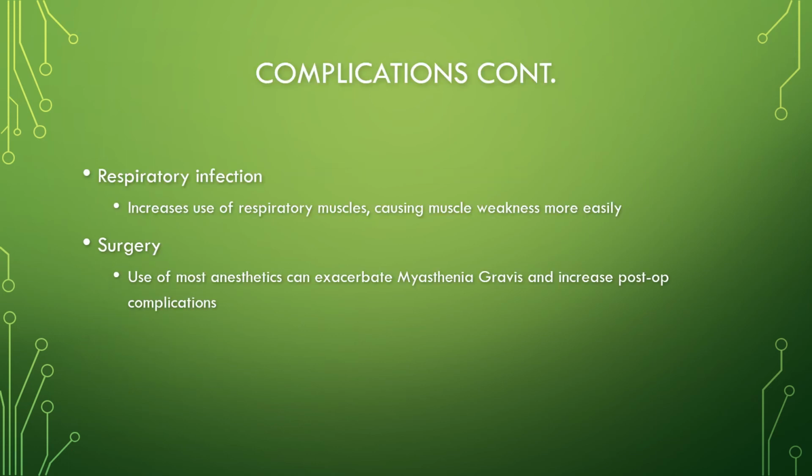Respiratory infections can make breathing more difficult, making us use more muscles to breathe more frequently to get adequate oxygen. In a patient with myasthenia gravis, this can use up all the available acetylcholine in these muscles, leading to respiratory distress. Complications related to surgery have more to do with the type of anesthesia used. General anesthetics can lead to a prolonged need for ventilation in patients with myasthenia gravis.